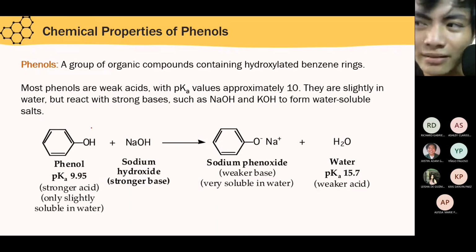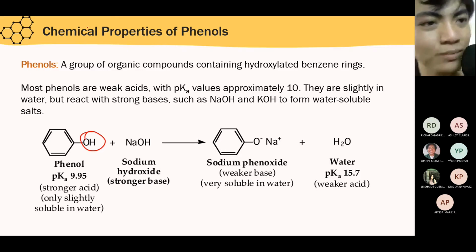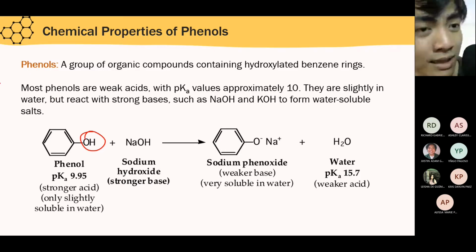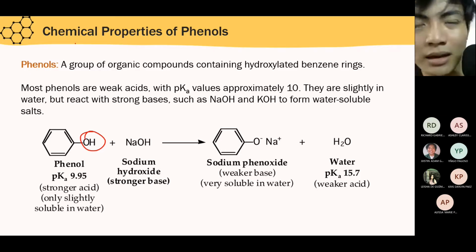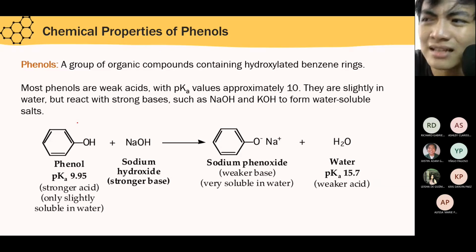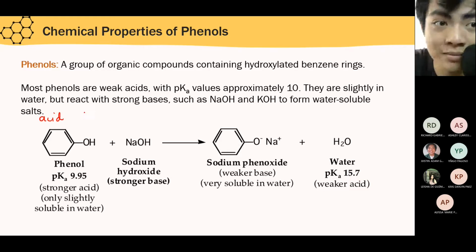Ayan. So, kapag may OH, di ba, nasa isip natin, basic. Okay, basic. Pero apparently, hindi pala siya basic. It is actually an acid. Okay? Acid pala siya. Okay? So, even though may OH siya, acid pala siya.